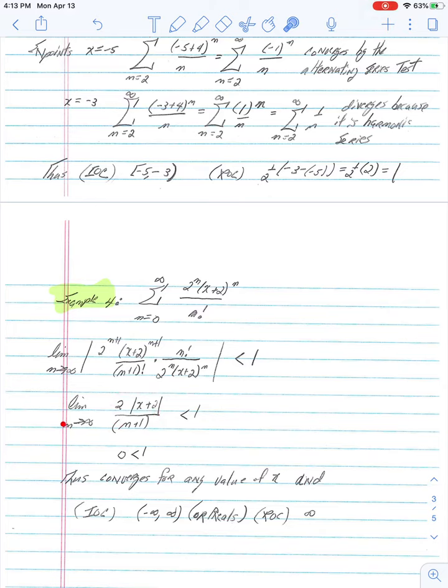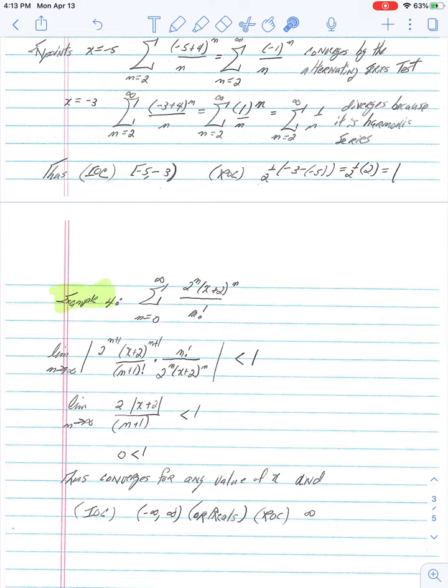Now I take the limit as n tends to infinity of this. Remember, this is a constant, this is a constant. N tends to infinity. I don't care what x is. As n tends to infinity, this is 0. And 0 is always less than 1. So what do I conclude? That this series always converges. In other words, it converges for any value of x.